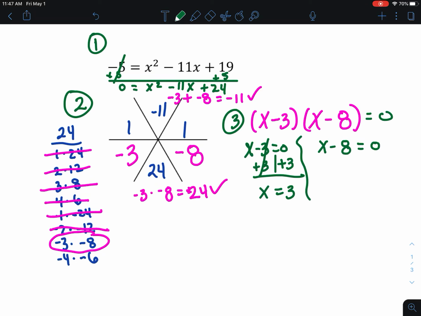Notice how when you solve, your answer is the opposite of those two numbers that you picked. Here's what I mean. I know my two choices had to be negative 3 and negative 8, but my final answer is a positive 3 and positive 8, okay? That's why step 3 is super important, because those signs can really mess you up if you don't do step 3. Alright, I'm going to check on Desmos.